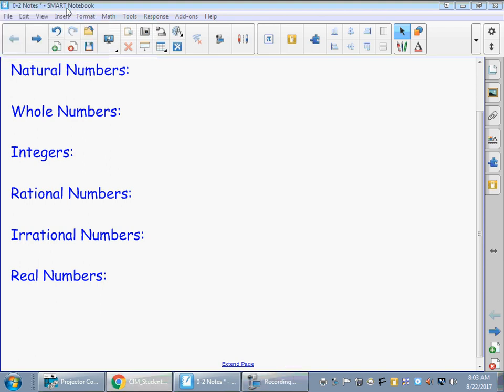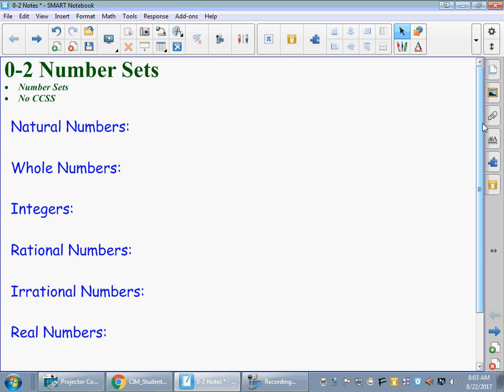These are your 0-2 notes on number sets. This is the only section from Chapter 0 that we will be learning about. It's just a prerequisite into Chapter 1. And so it's a really important section because it talks about a lot of the vocab that we use throughout the year in algebra and beyond in regards to number sets.